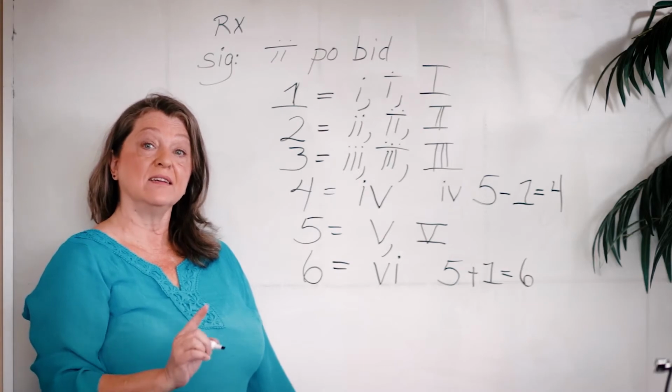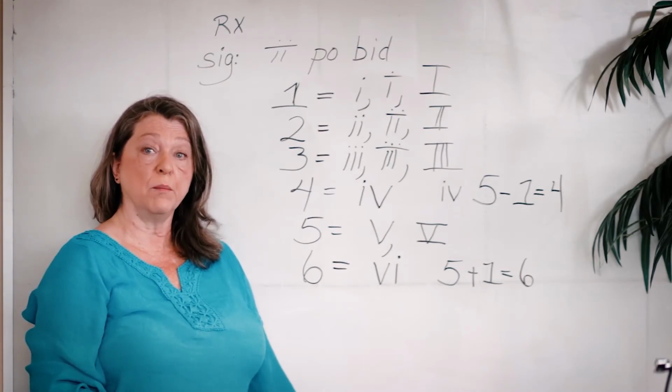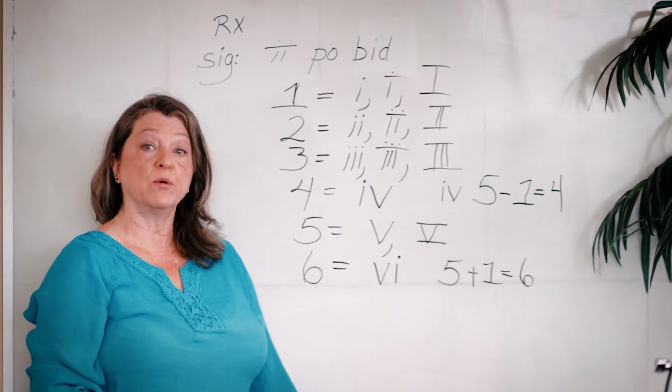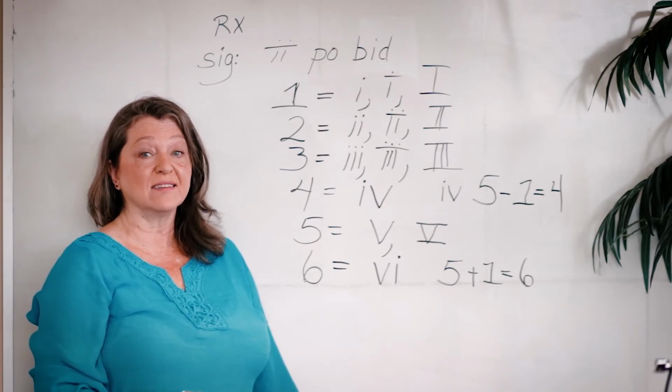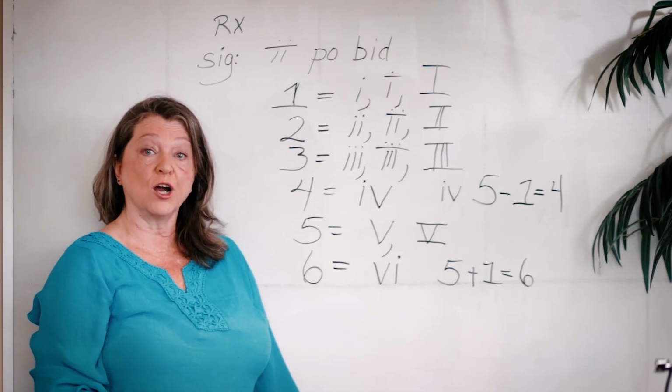Again, subtract if the smaller number is in front of the larger number, add if the smaller number is after the larger number. It's always best practice to have your Roman numeral chart handy.